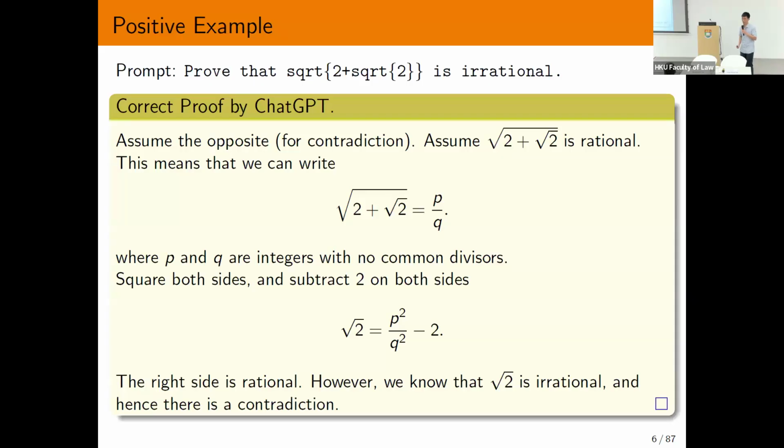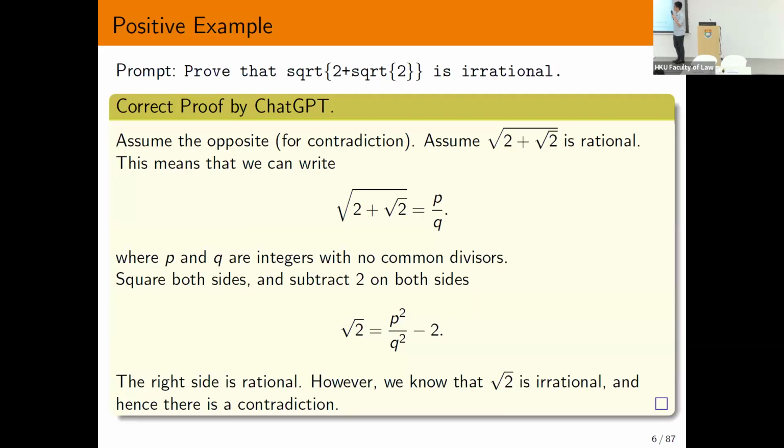Let me give a positive example that I tried. If you pull up ChatGPT, this will also work. So this is a question: prove that this particular number is irrational. If you don't remember what irrational numbers are, that doesn't really matter. The main thing here is that the proof is actually correct. For those who remember, it's the square root of 2. So I put the expression over here. Show that this number is irrational. That means that it cannot be expressed as a fraction where these two are integers.